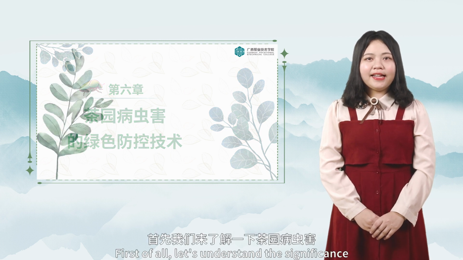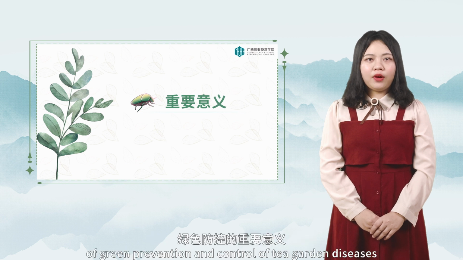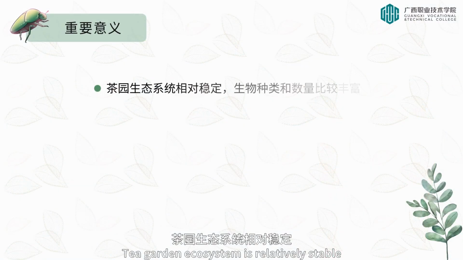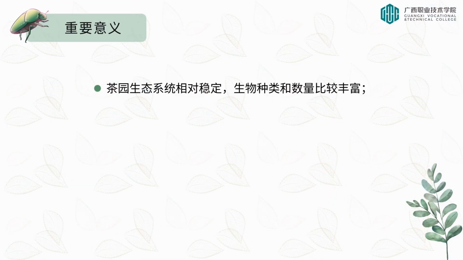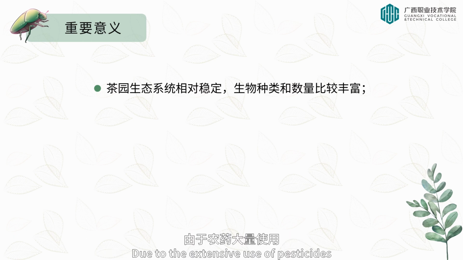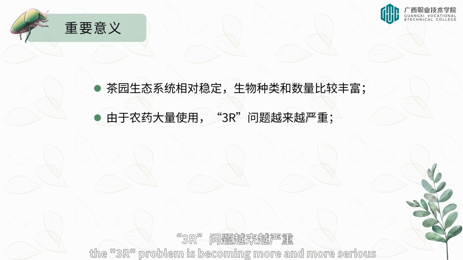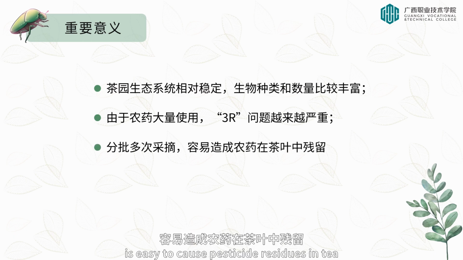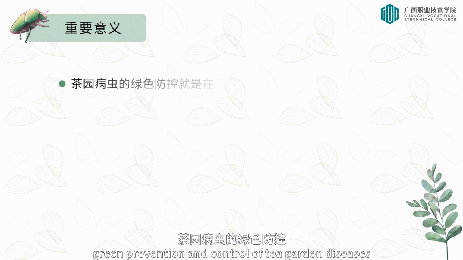First of all, let's understand the significance of green prevention and control of tea garden disease and pests. Tea garden ecosystem is relatively stable. Biological species and quantity are relatively rich. Due to the extensive use of pesticides, the 3R problem is becoming more and more serious. Picking many times in batches is easy to cause pesticide residues in tea.